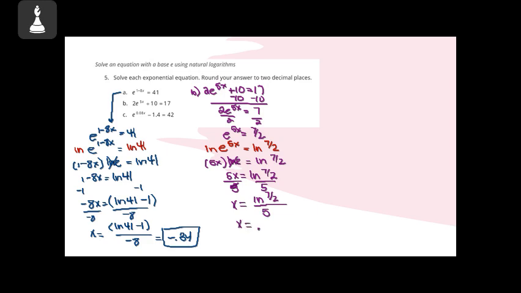For c, we have e to the 0.08x minus 1.4 equals 42. So the first thing I'm going to do is add that 1.4 to the other side. So I have e to the 0.08x equals 43.4, so that the exponential is by itself, and I can now natural log both sides.